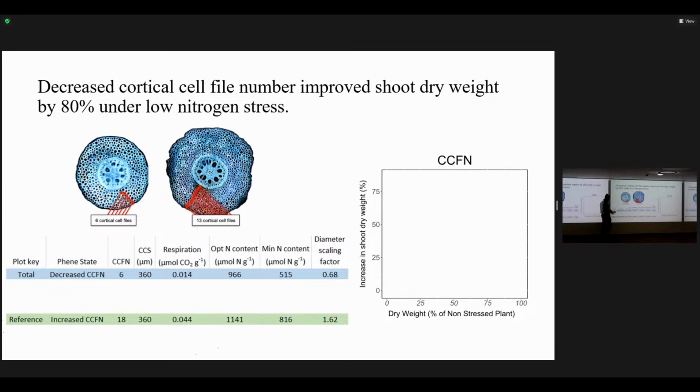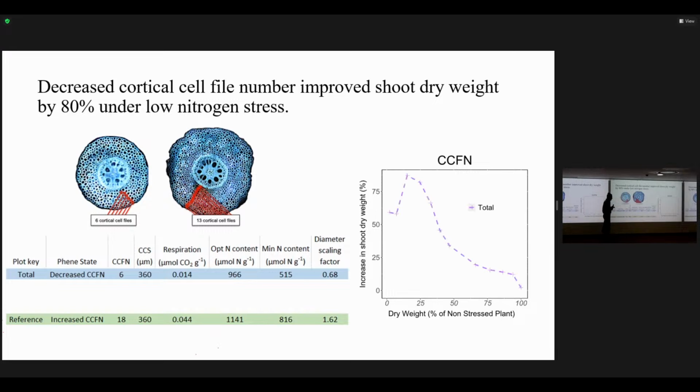For example, these are the values that we use for cortical cell file number, 6 and 18. And then we keep the cortical cell size constant at 360. And these are the predictions of the model that come from the multiple regression model built from the greenhouse data. At first glance, we can see that there is less respiration when you have decreased cortical cell file number, and you also have less nitrogen content. So in terms of the tissue, we have less cost of maintenance and less cost of construction.